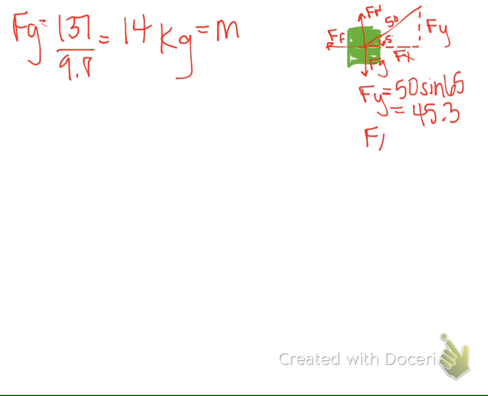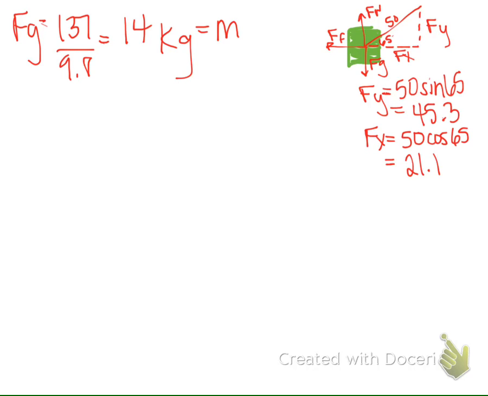And then our Fx will take 50 times cosine of 65. 21.1. Okay. 21.1. All right. So are we getting too far ahead, or does everyone feel like you're moving along with us okay? Okay.